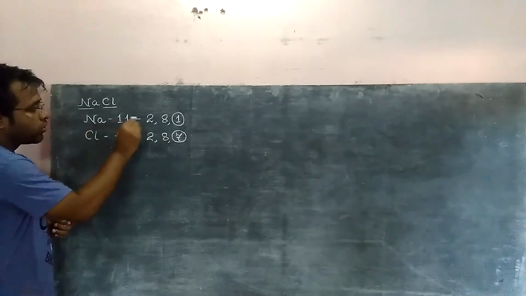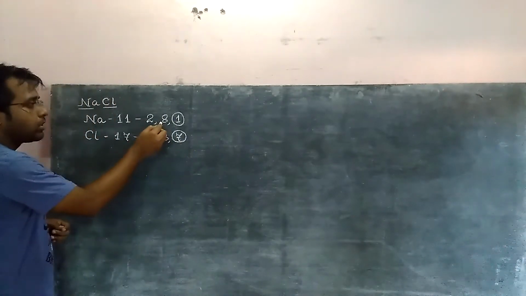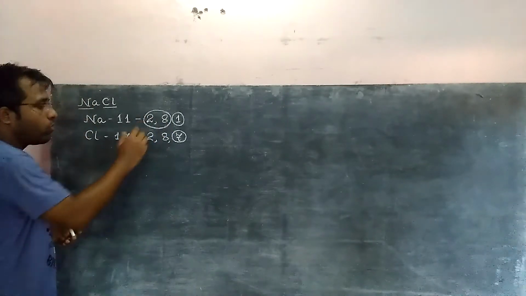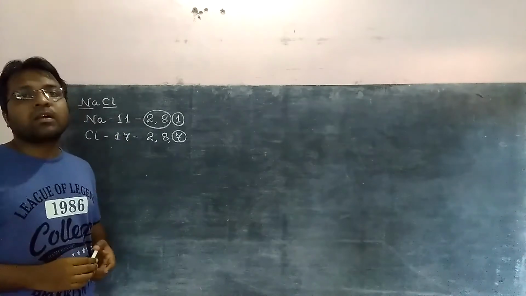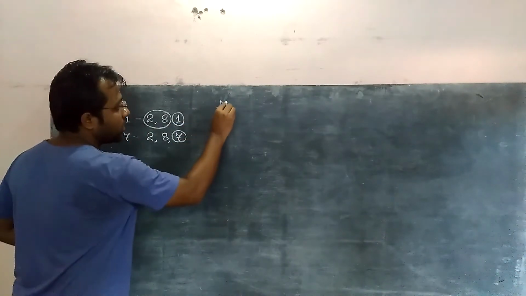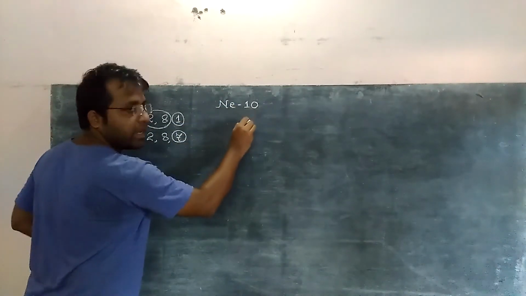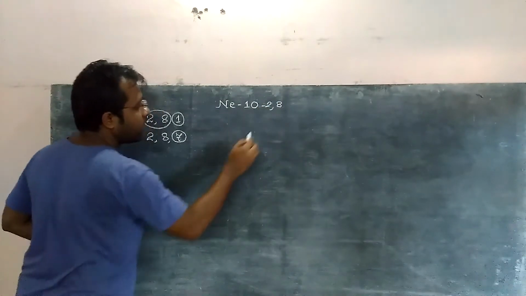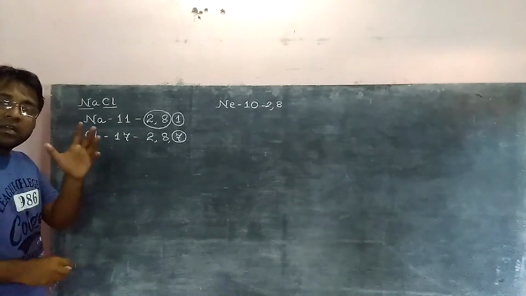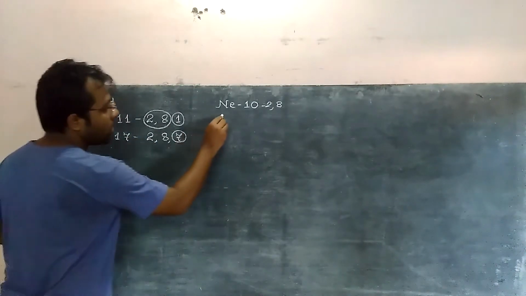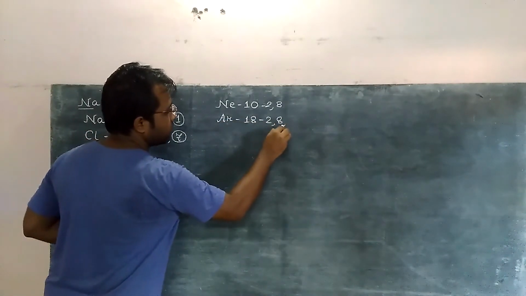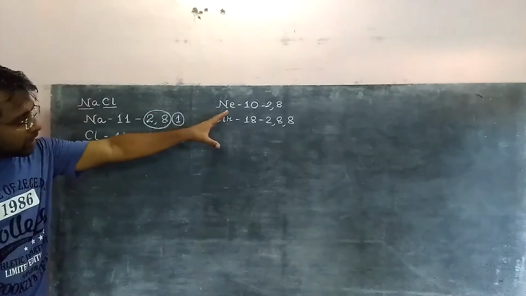Here you see, if sodium loses 1 electron, then it will have only 10 electrons. And this way what will happen? It will attain the nearest inert gas configuration. What is the nearest inert gas of sodium? That is neon, and its atomic number is 10, that is 2,8. And what about chlorine? Chlorine after gaining 1 electron will attain the inert gas configuration of argon, which is 18 and which can be written as 2,8,8. I hope this part is clear.